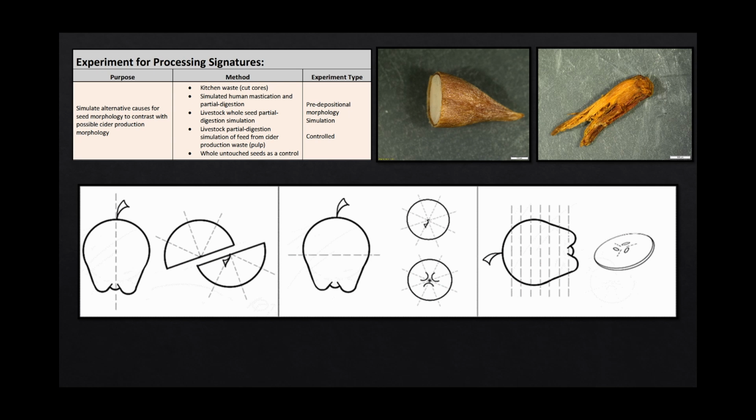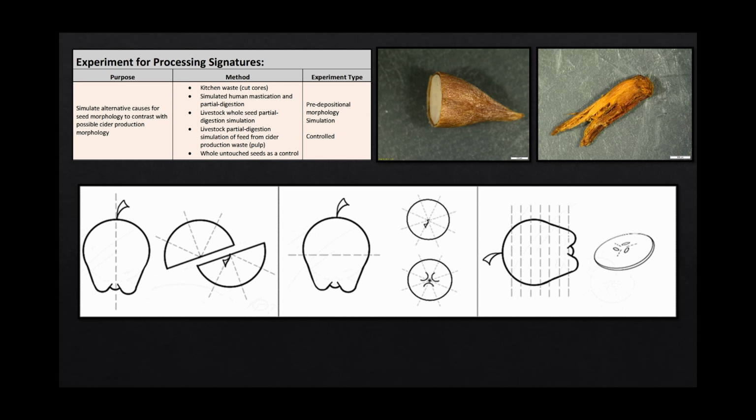It is important to note that the number of variables for livestock mastication will need to be studied separately. Thus, the livestock mastication methods outlined here assume no secondary or tertiary mastication, and only partial digestion of the consumption of the mash. The partial digestion simulations were conducted by submerging the seeds in 50 milliliters of 0.1 molar hydrochloric acid for 5 hours, rinsed with distilled water and air-dried.